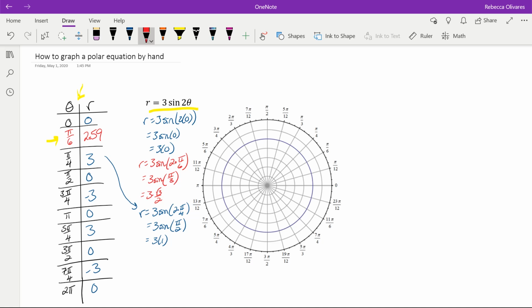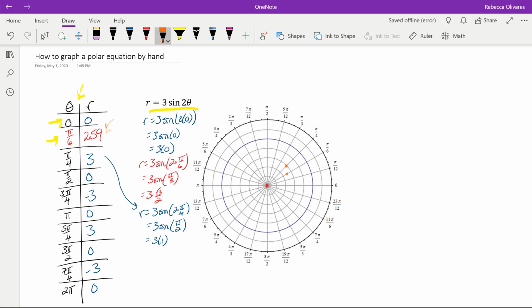We'll start with the first one, (0, 0). That's just going to be the pole, so just plot a point on the pole. Now the next one is pi over 6 comma 2.59. So I'm going to go to pi over 6, and I'm going to go out 1 circle, 2 circle, and then a little bit more than half. So maybe about right there. Next point, pi over 4 comma 3. So I find pi over 4 and I go out to the third circle. 1, 2, 3, there we go.